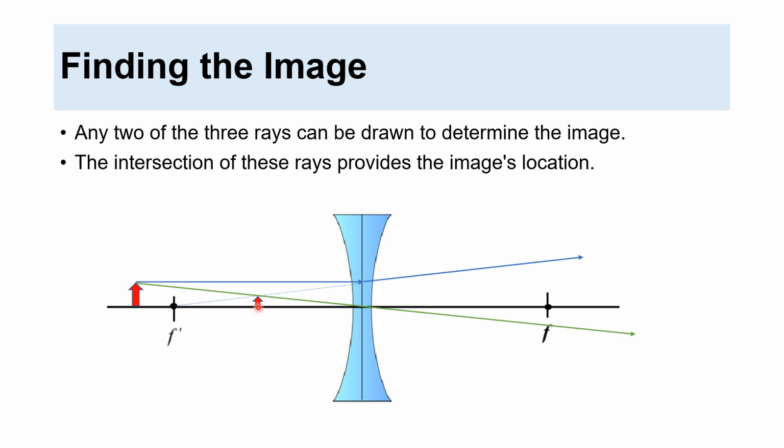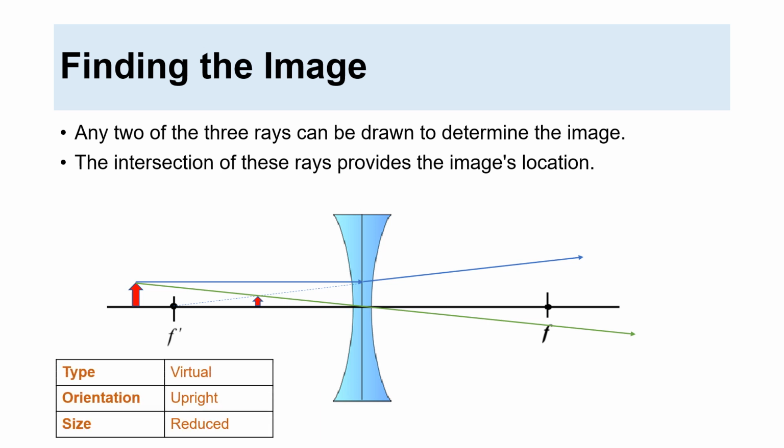The intersection will provide the basis for us to draw the image. So as you can see, the image formed is virtual, upright, and reduced. So always, the image formed by concave lens will always be virtual, upright, and then reduced.